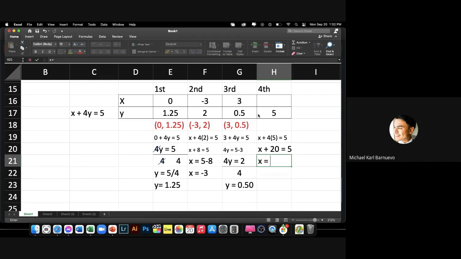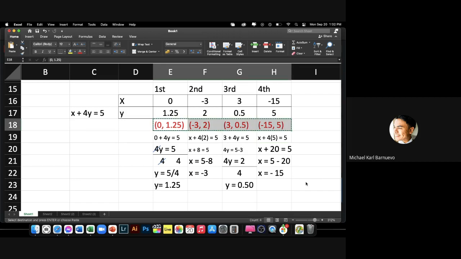That is x is equal to 5 minus 15, or x is equal to, sorry, mali pala. That is 20. Oops. Let's change 15 sa 20. X is now negative 15. Yeah. So we put here negative 15. So the last coordinate is negative 15, 5. All right. So we now have 4 coordinates.